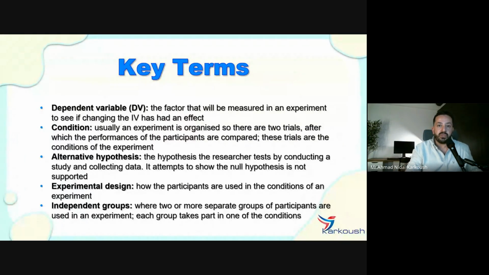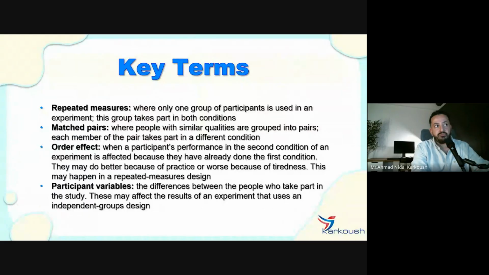And then we have something called experimental design: how the participants are used in conditions of an experiment and how they are organized. Independent groups, where two or more separate groups of participants are used in an experiment, and each group takes part in one of the conditions. So we have multiple conditions and multiple independent groups. You will understand this better when I get into the lesson. And a couple more key terms.